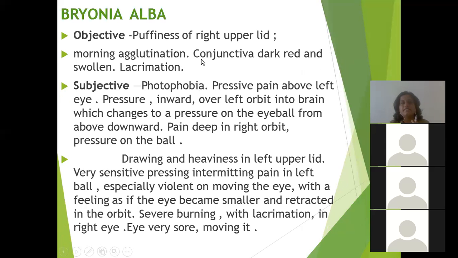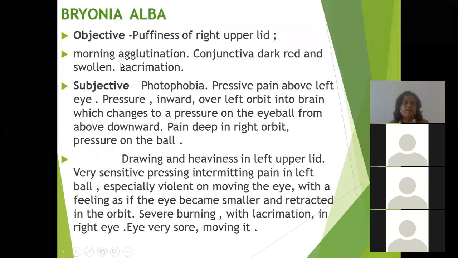So, next is Bryonia alba. We all know Bryonia alba is a great, deep-acting, characteristic homeopathic remedy. In this, there is puffiness of the right upper lid. Then there is morning agglutination, conjunctiva dark red and swollen, and lacrimation.